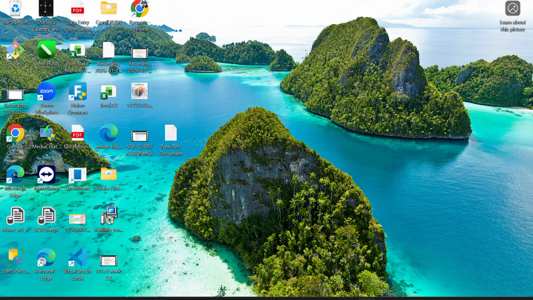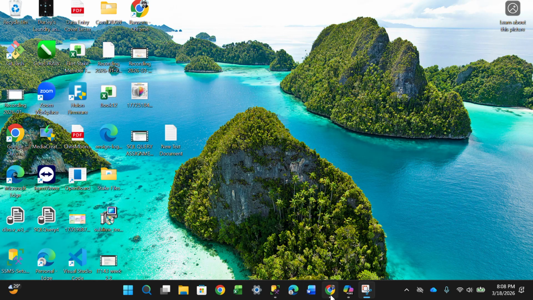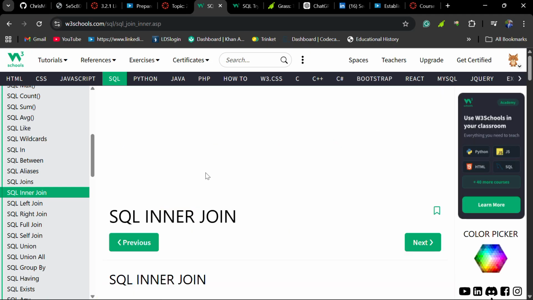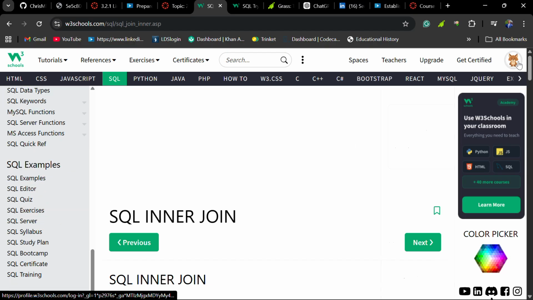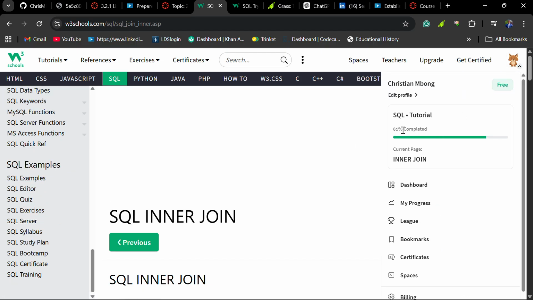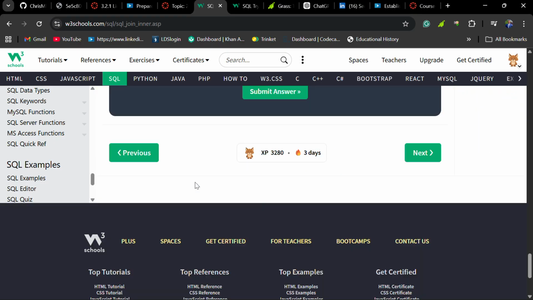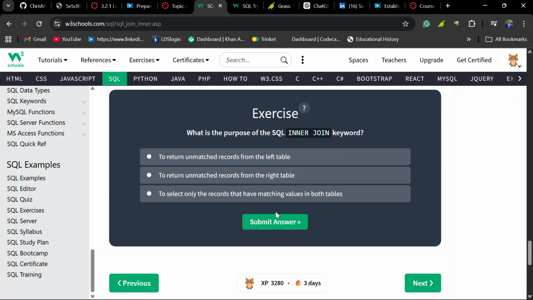Now I'm going to W3Schools to show what I've been able to learn. My level currently is 81. I've been able to complete 81% of it. Now under inner join, I'm going to do the quiz, for us to see how far I've gone.